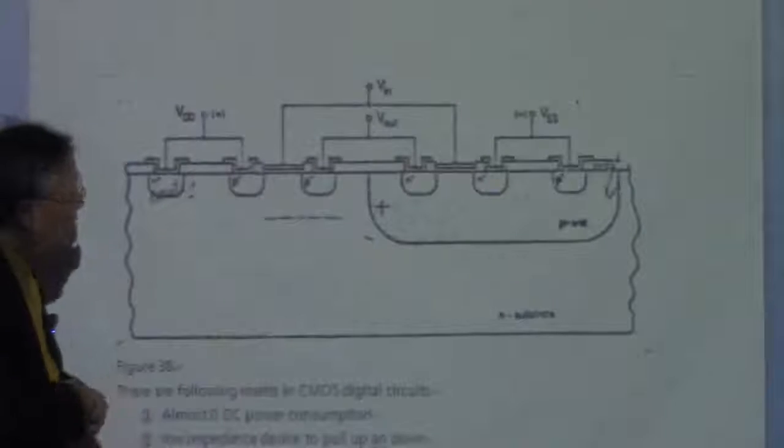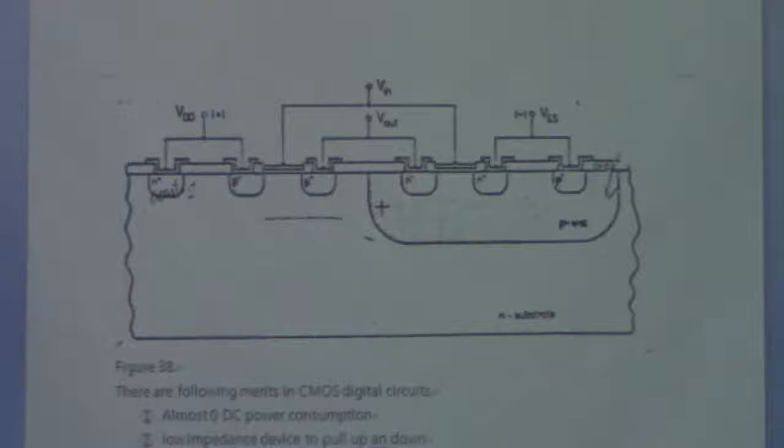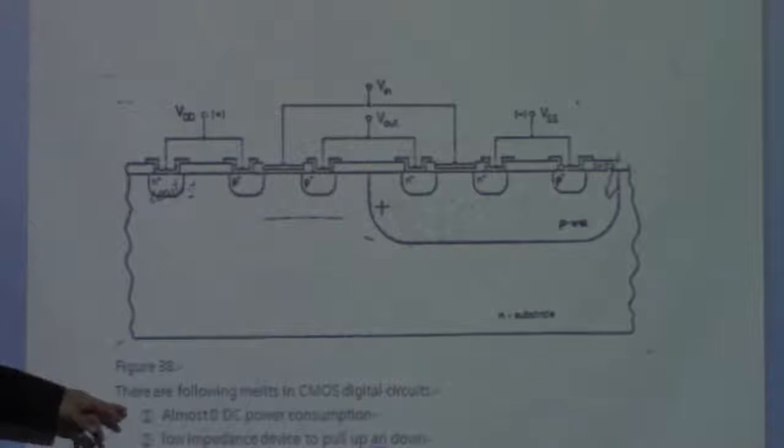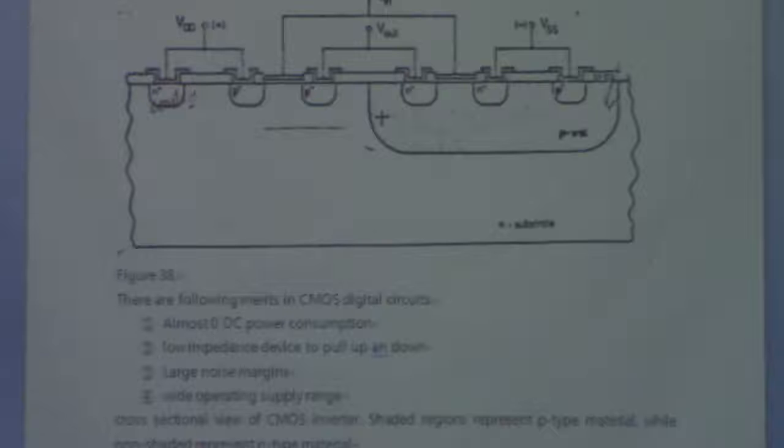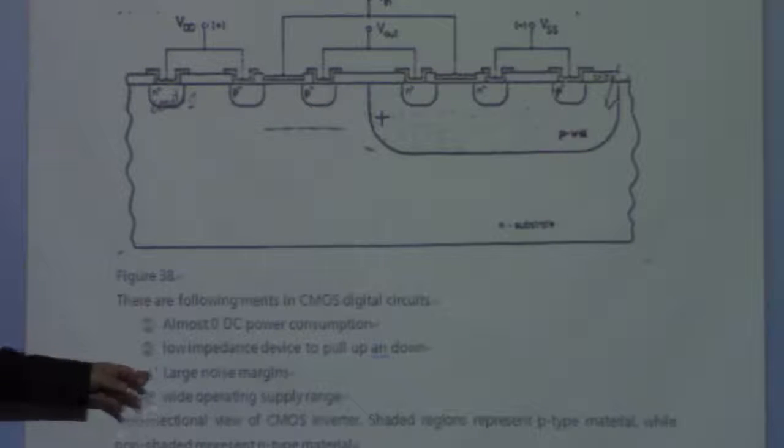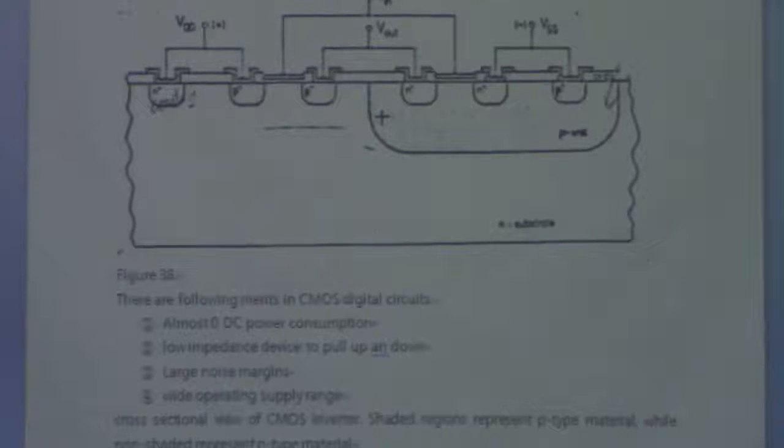And the reason why we are interested in CMOS instead of NMOS or PMOS alone is that we have almost zero standby current, low impedance, and large noise margins or wide operating supply range. So these are the reasons why we are choosing CMOS for the integration.